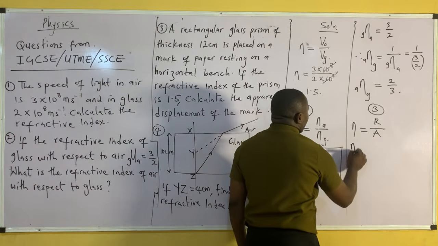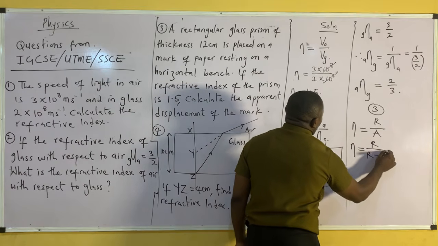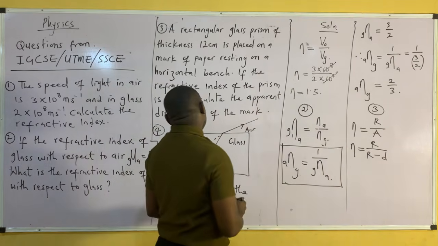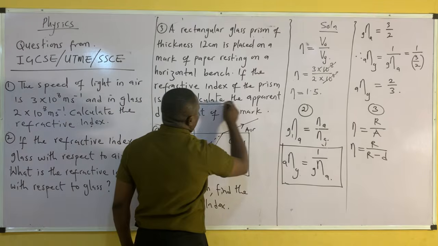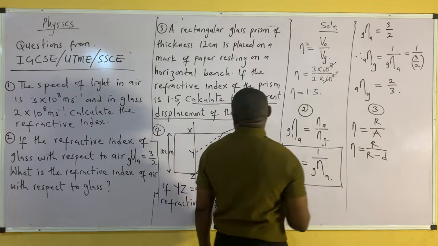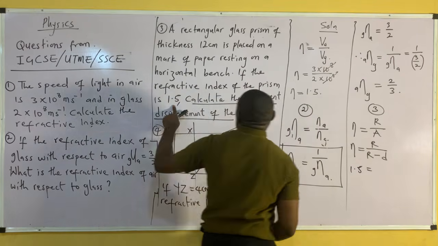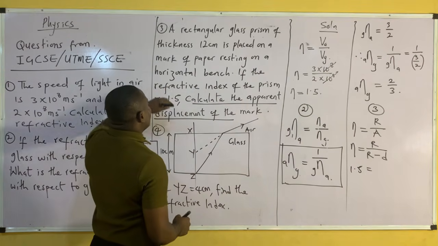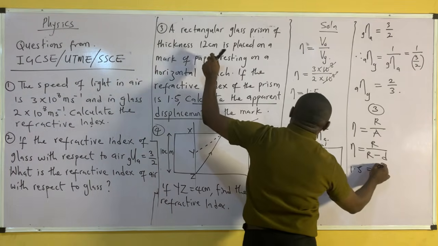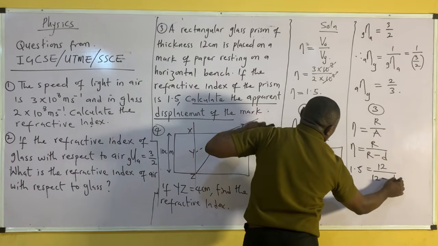Now remember that refractive index is equal to real depth over real depth minus displacement. Apparent depth is real depth minus displacement. Now remember, our question is asking us to find the apparent displacement. To solve my question, what is my refractive index? It is 1.5. 1.5 is equal to, what is the real depth? The real depth is the thickness. That's my 12. 12 centimeter over 12 minus d.